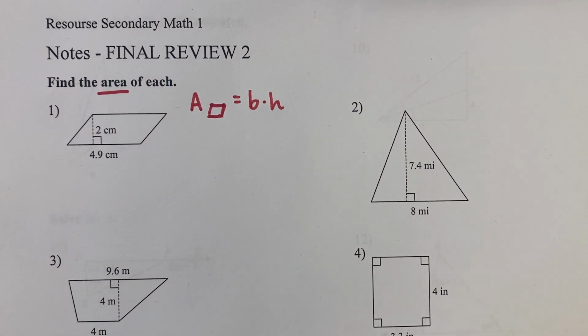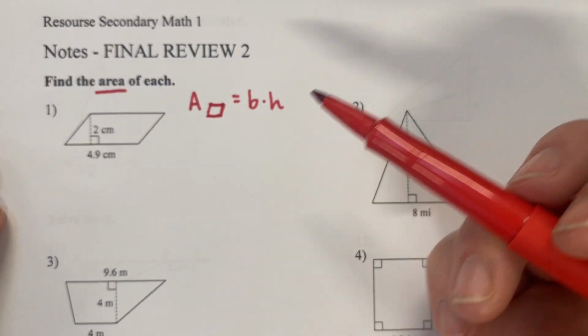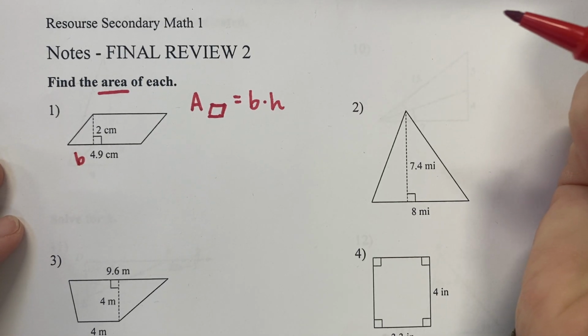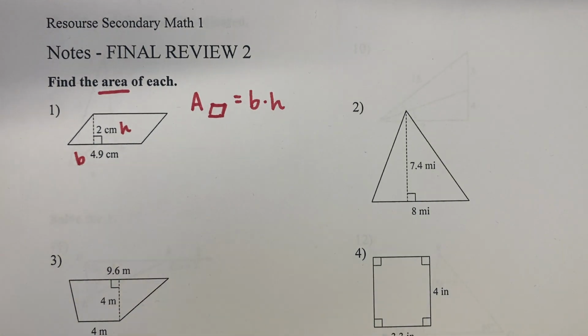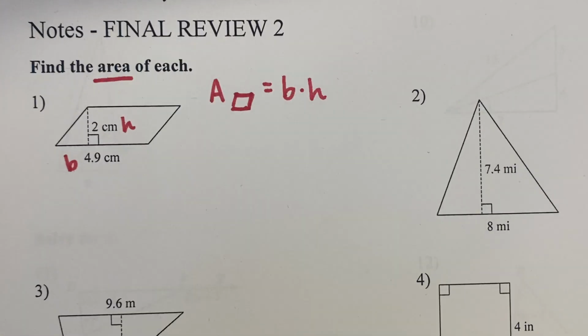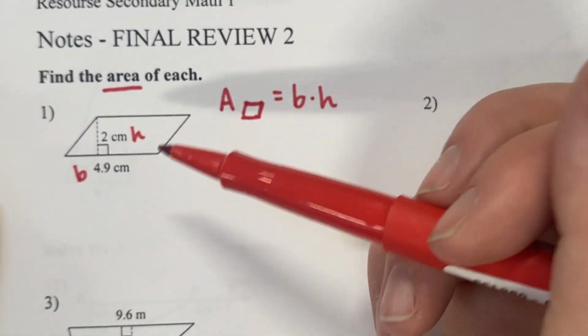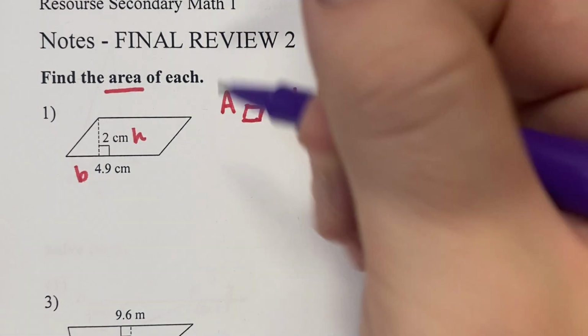Base times height. So we really just need to identify two things: our base and our height. Our base is going to be 4.9 centimeters, and our height is going to be the 2 centimeters. Whenever it gives you that little dotted line, that is going to be the height, how tall it is. So then we can just plug this into our formula.